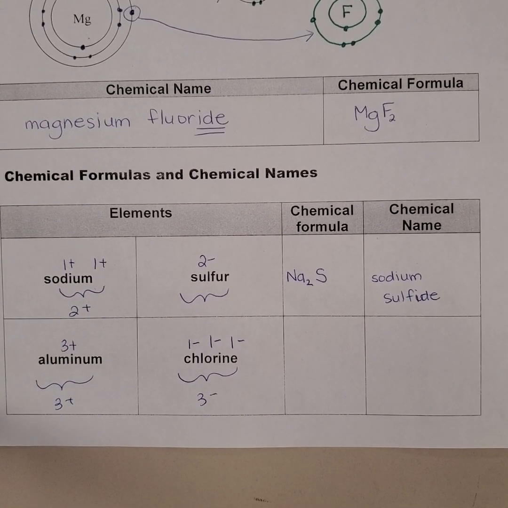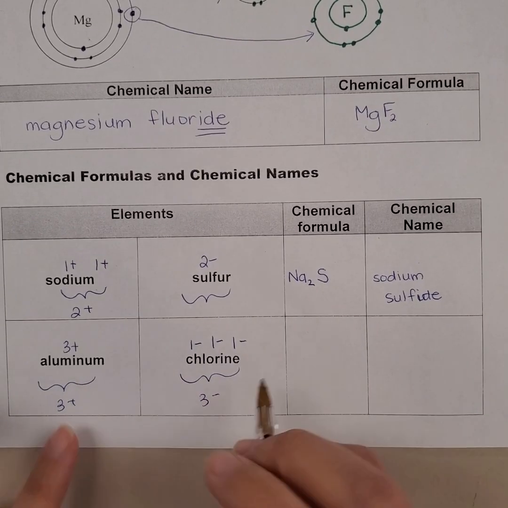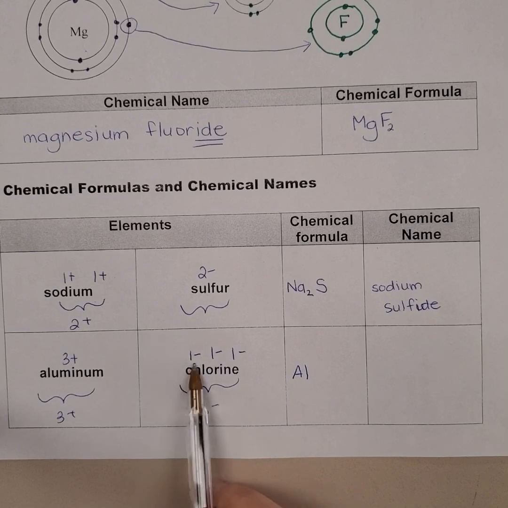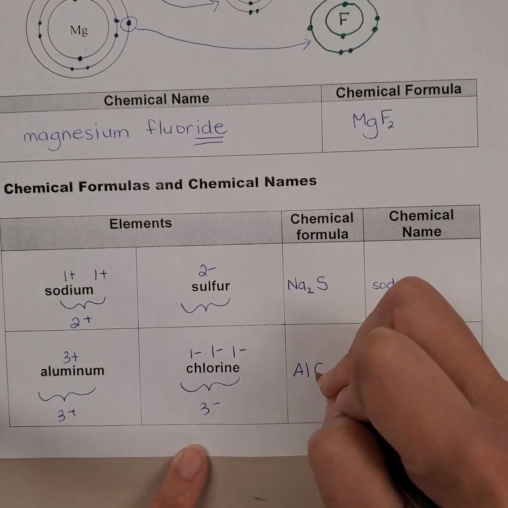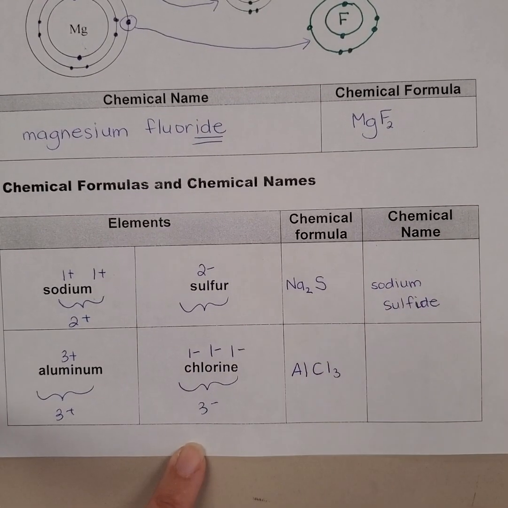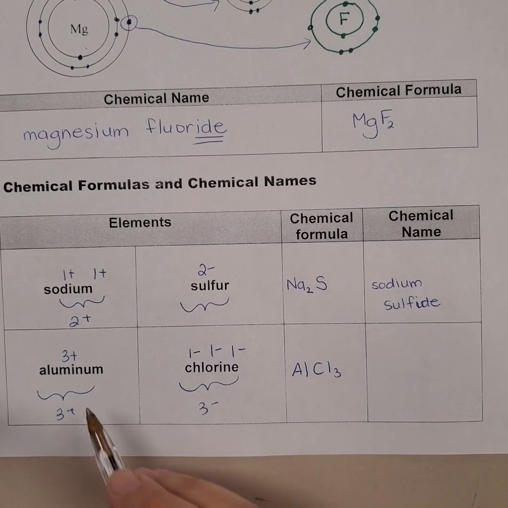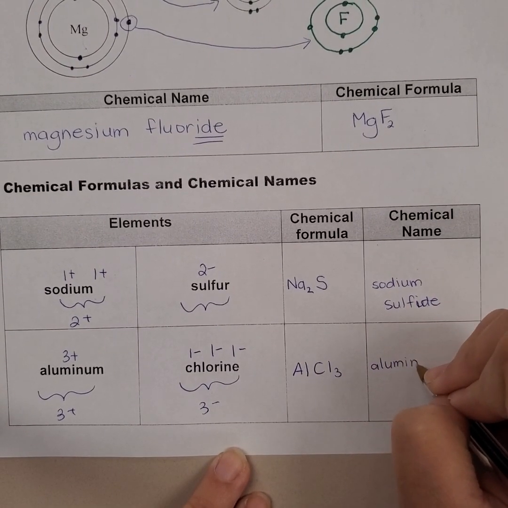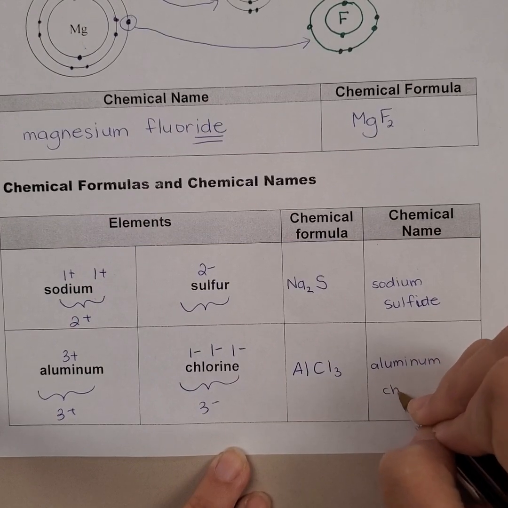Then I can use this information to get the chemical formula. So this means 1 aluminum, so I write Al, and I need 3 chlorines. So to show 3 chlorines, I write Cl3, and then the name, I start with my metal, aluminum chloride.